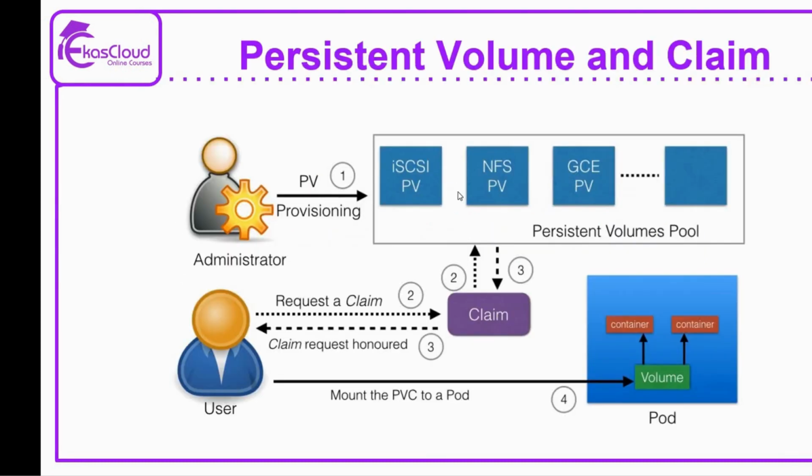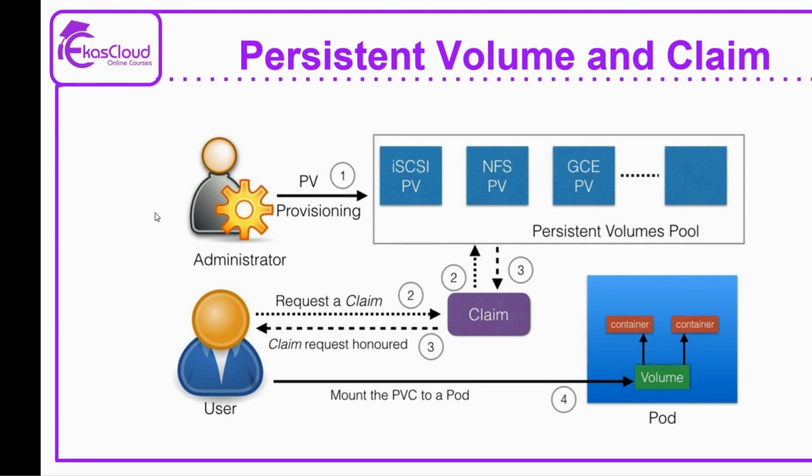This slide shows the diagram of how the volume and claims work. Administrator can create the persistent volume and user can create the claims. Each persistent volume has specific requirements, and the user-created claim also has requirements. If the requirements match between the persistent volume and the claim, it will automatically be bound, and after it is bound we can attach this claim to the pod. You can see one claim is connected to one persistent volume only, not to multiple persistent volumes.